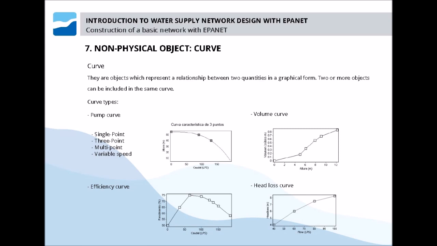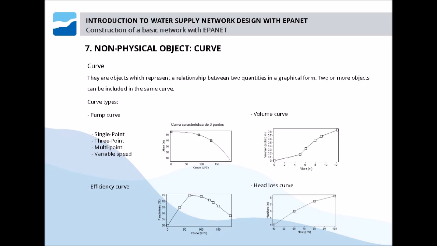Volume curves determine the water volume variation in a tank as a function of its level. They are used when the variation of a tank cross-section, depending on its head, has to be accurately represented. The minimum and maximum water levels represented by this curve must be the same as the minimum and maximum levels in which the tank works.